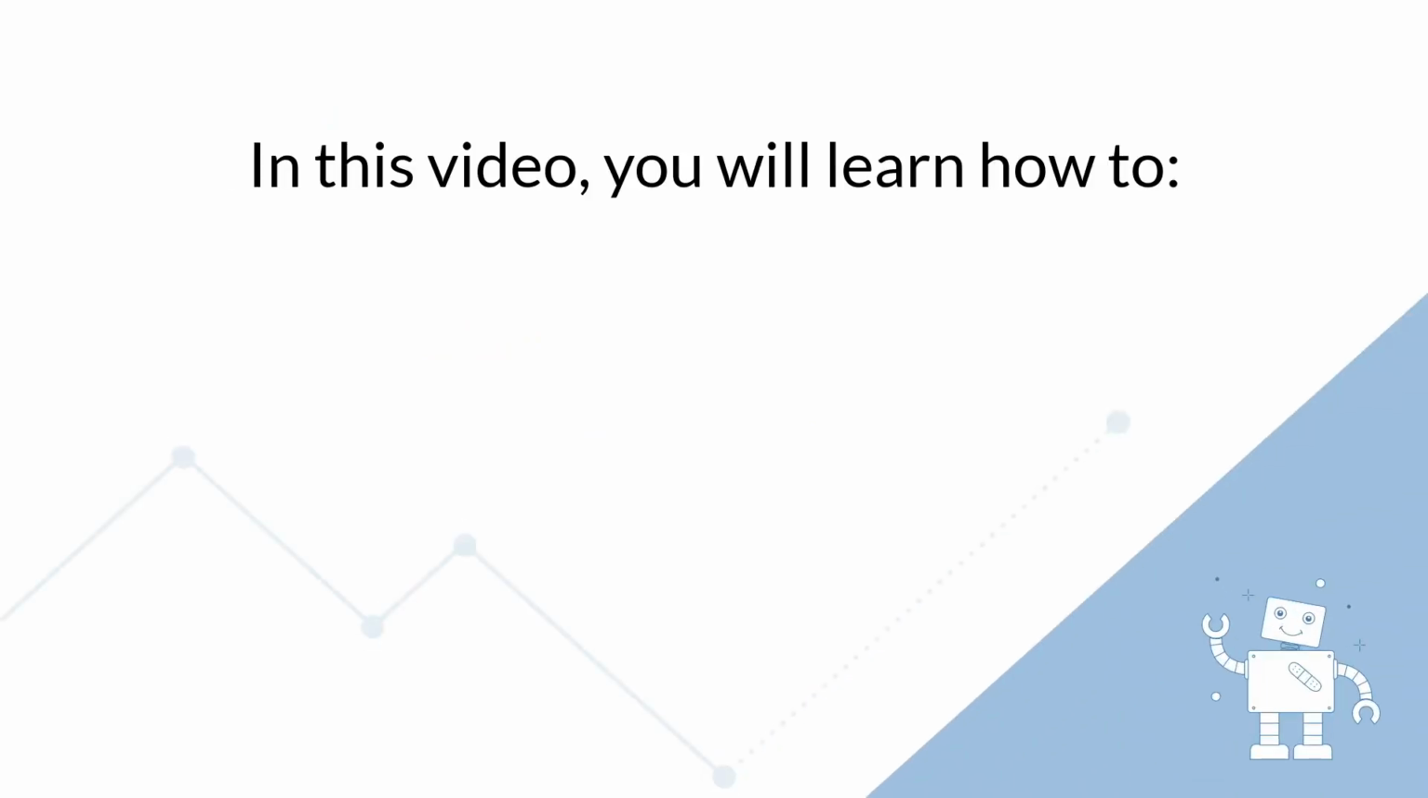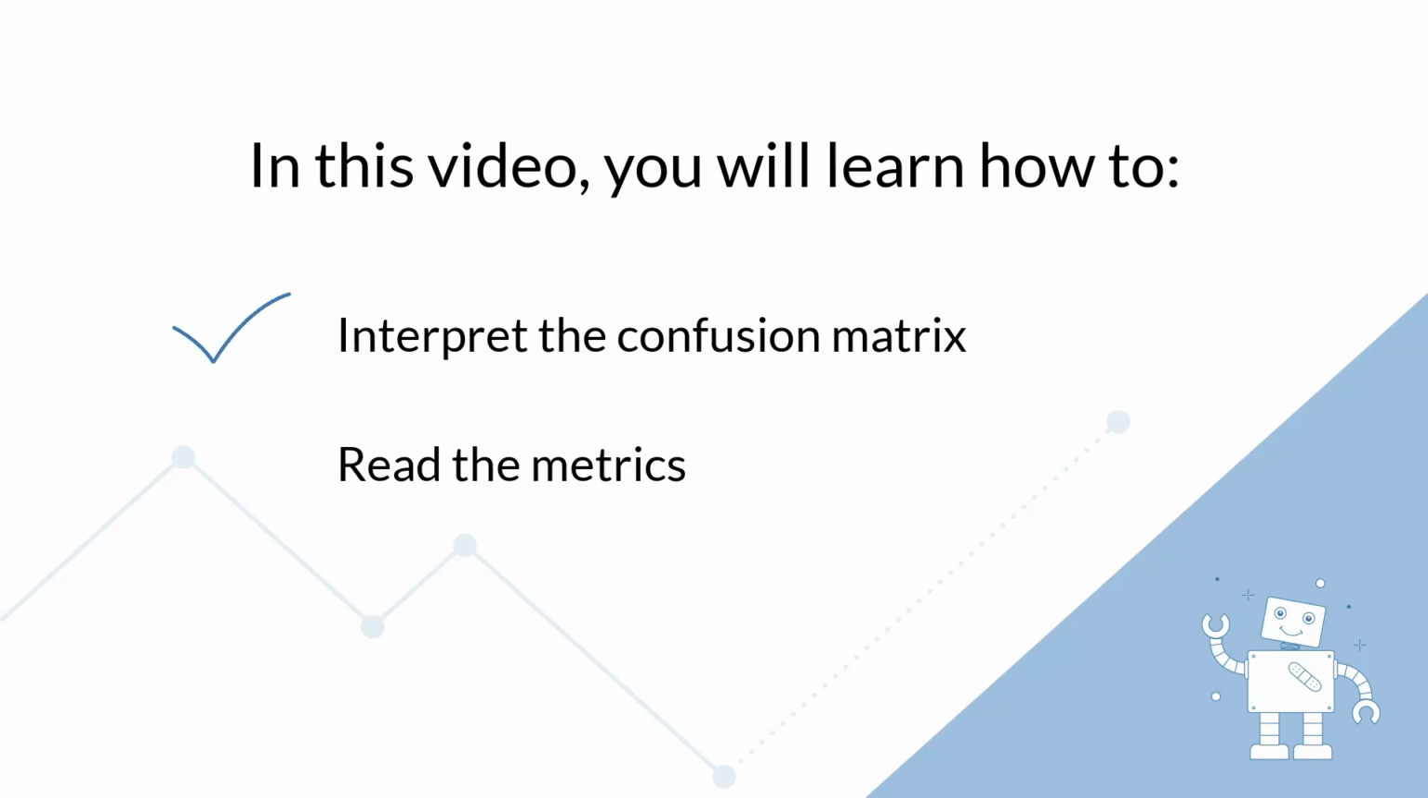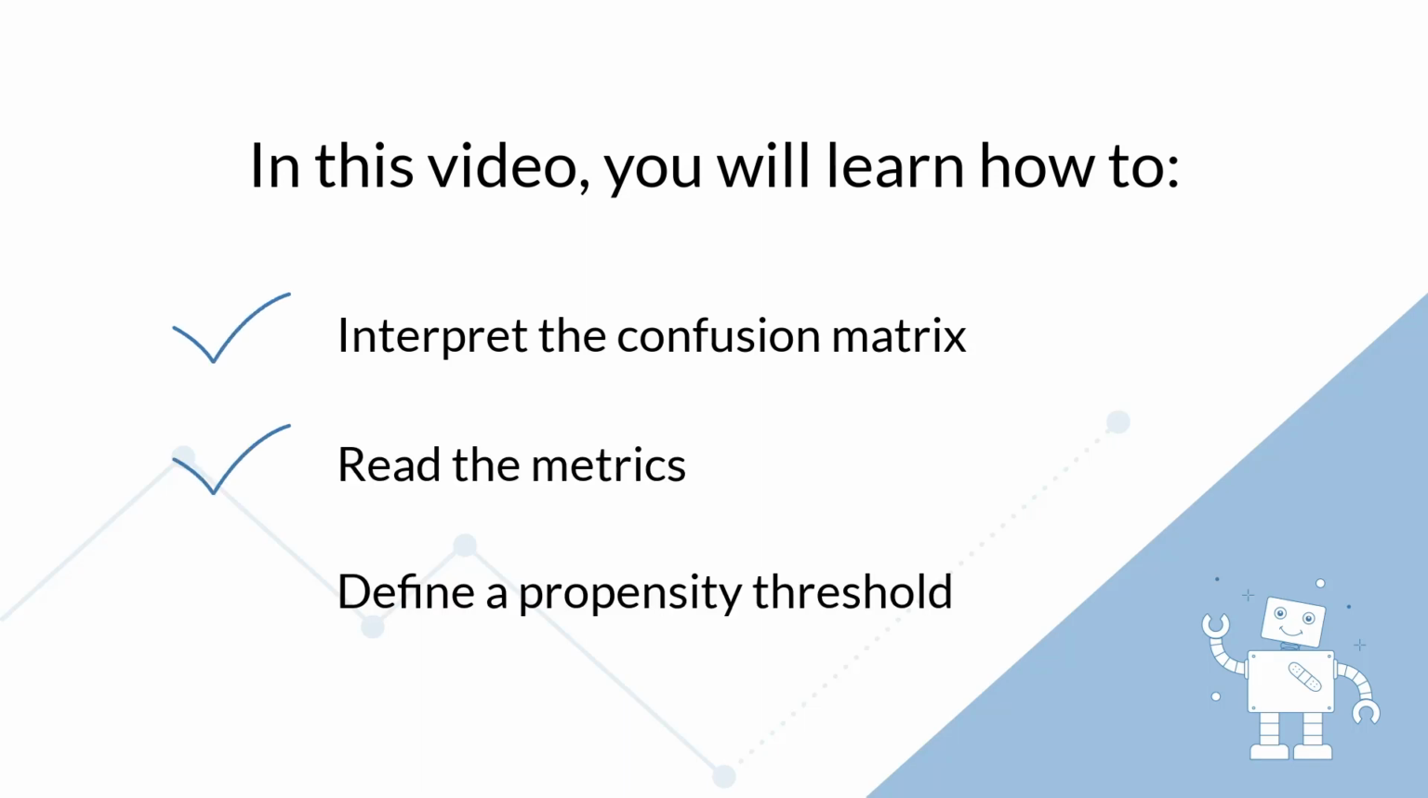In this video, we're going to have a look at the confusion matrix. You'll learn how to interpret it, how to read its metrics, and how to define a propensity threshold so you can best categorize your target group.